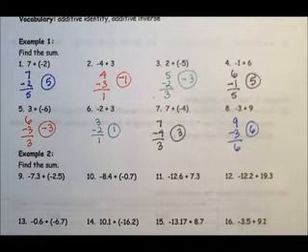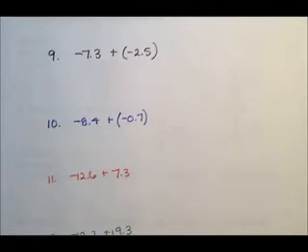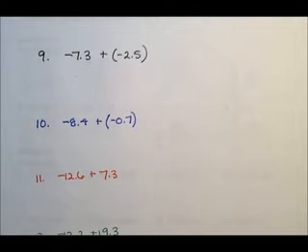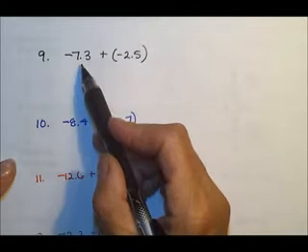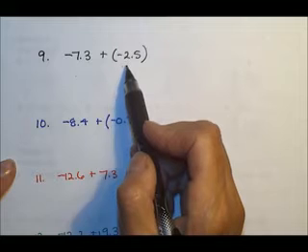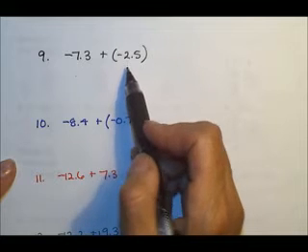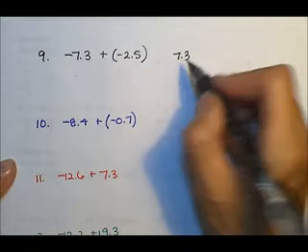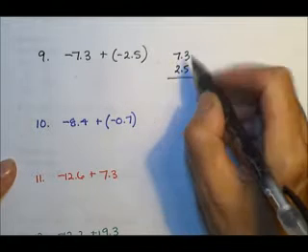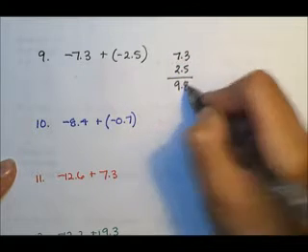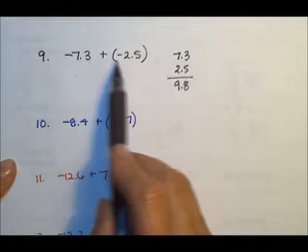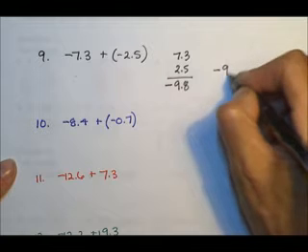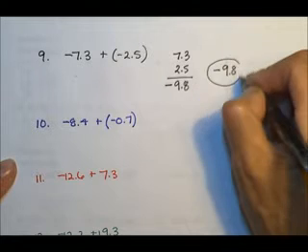Now 9 through 12 I'm going to work out a little bit larger so that you can see a little bit better what we're doing. So here I have two values, negative 7 3/10 plus negative 2 5/10. Since they're both negative and they're being added, I'm going to add 7 3/10 and 2 5/10. I get 9 8/10. And since both of these are negative, my answer is going to be negative also. So my answer is negative 9 8/10.